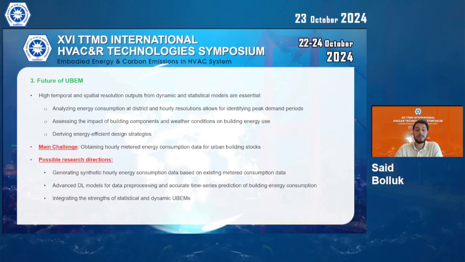The first one is generating synthetic hourly energy consumption data using the available validation data to compensate for the missing validation data at the high temporal resolution, for example, the hourly resolution validation data. The next option could be working with advanced deep learning models to handle the noise in the input and validation data and eventually increase the time series prediction of the building energy consumption. And finally, combining the strengths of statistical and dynamic models can provide accurate energy consumption predictions while being reasonable with the required input data and the computational power.